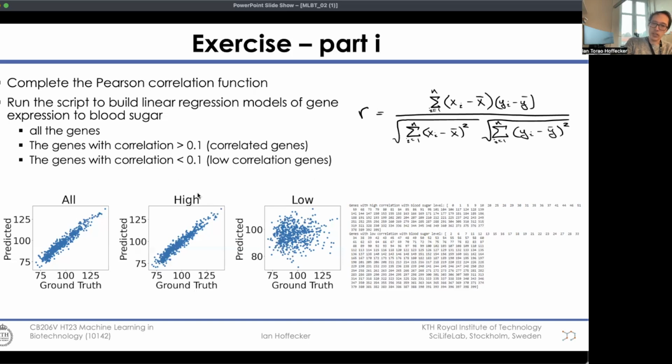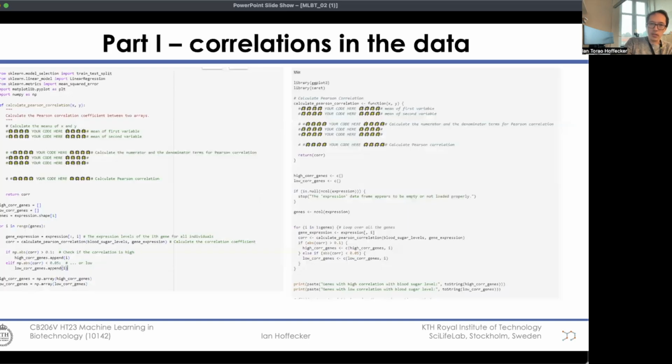And what we want to see is how our linear regression model performs when trained on these two subsets. So we have a high correlation subset and a low correlation subset. And what does our linear regression predict relative to the ground truth in those cases using those training data sets? In the code here, the task is to complete this function for computing the Pearson correlation coefficient and returning it at the end here. The inputs are simply the two variable vectors.